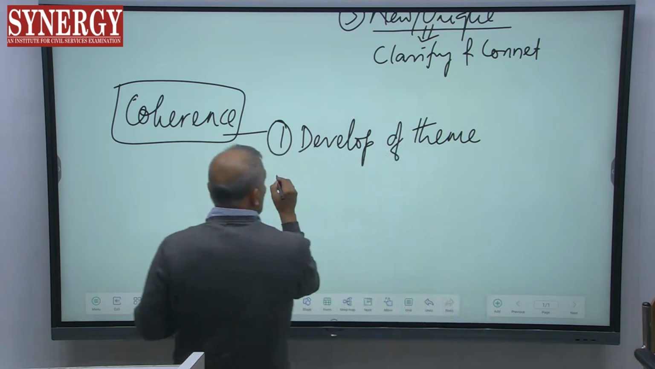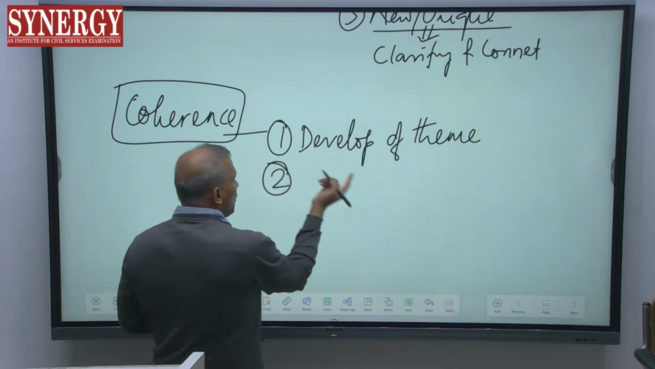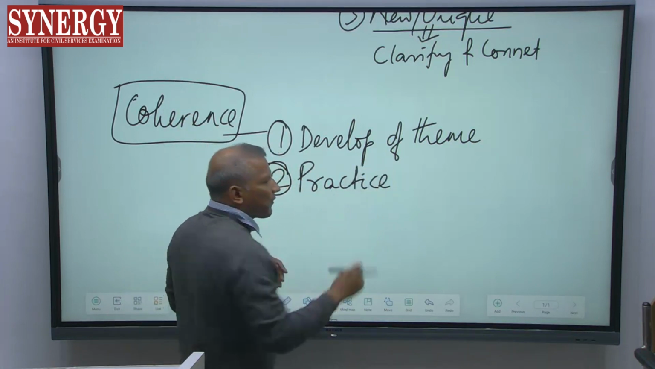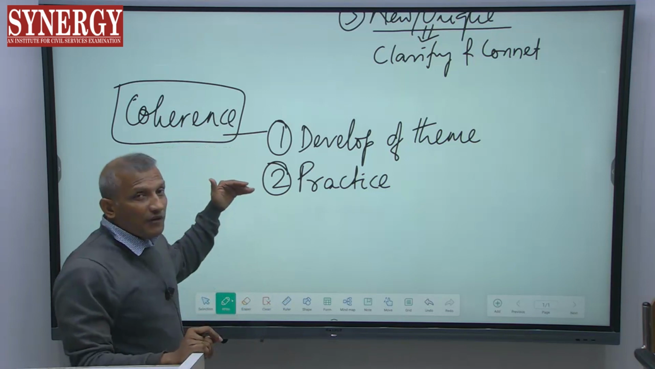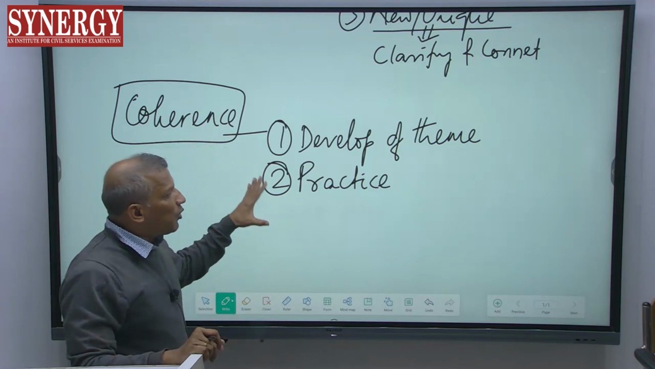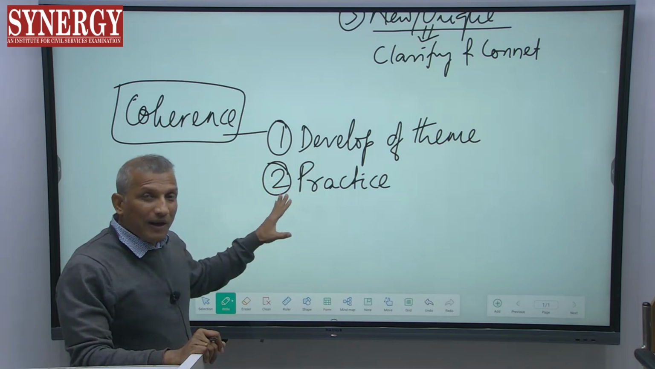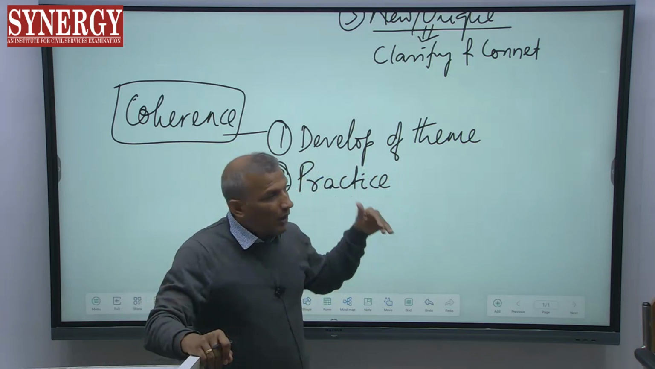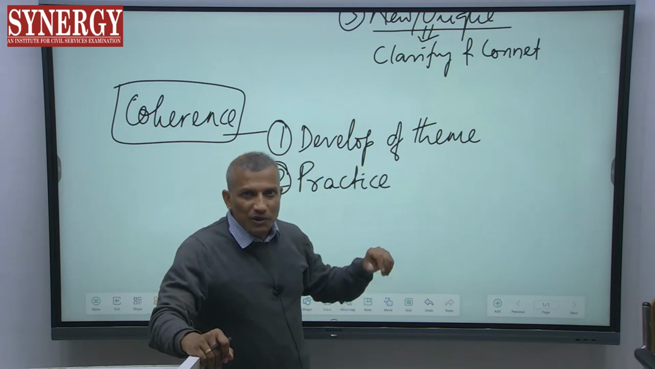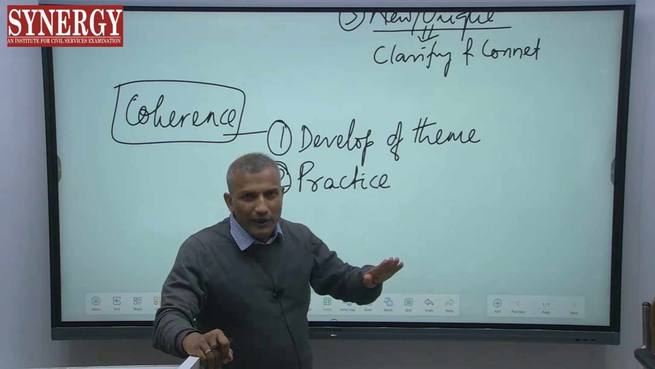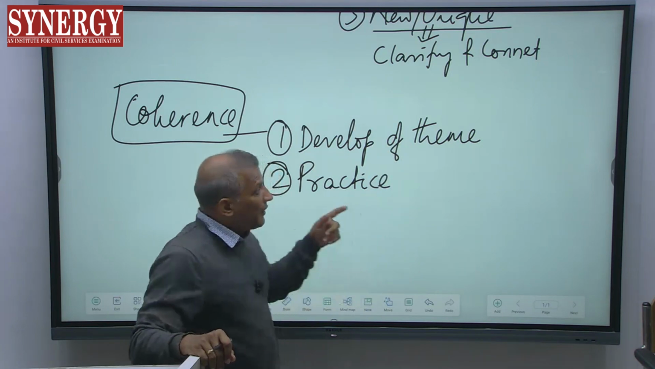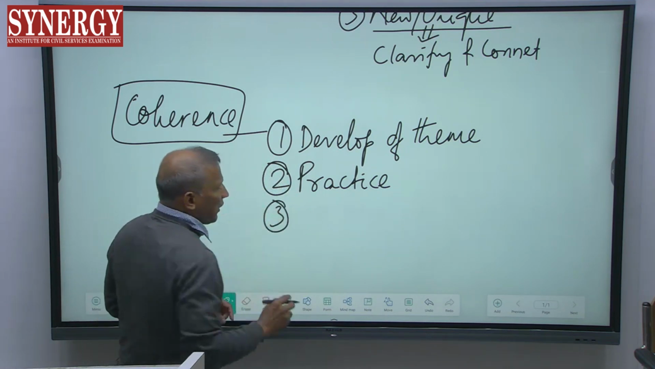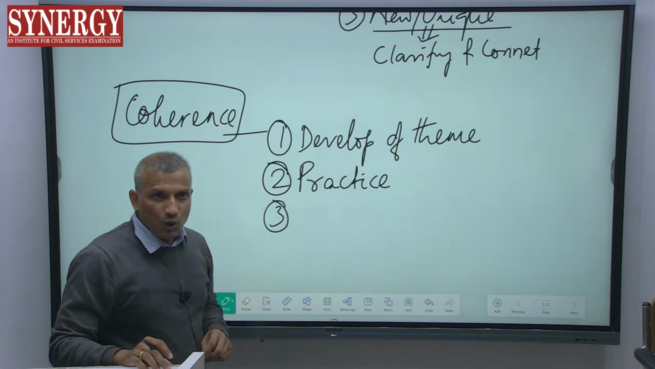Second is a lot of practice. In order to do this, you have to go for a lot of practice. In fact, for everything you need a lot of practice. But particularly for establishing coherence, you have to go for lots of practice. Practice in what form? Developing the theme and writing the answer around that theme. Collecting information, data and all these things. Writing around the answer.